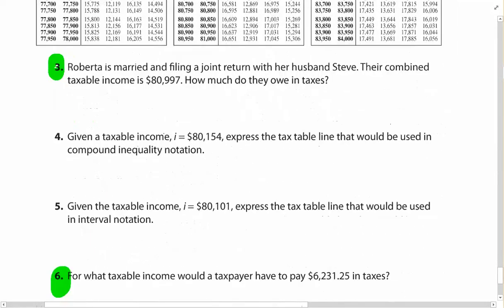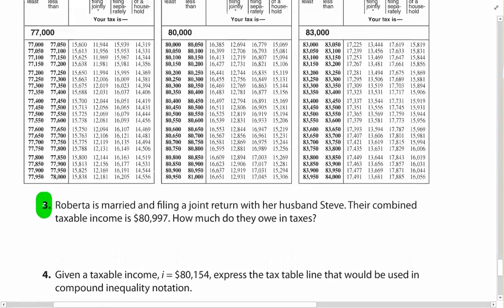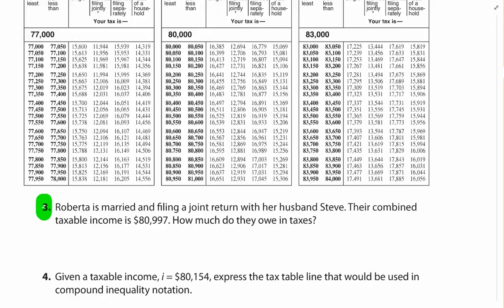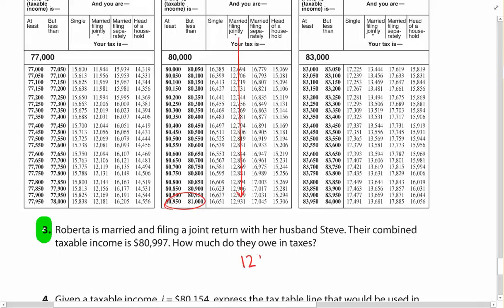Number 3, Roberta is married and filing a joint return with her husband, Steve. Their combined taxable income is $80,997. How much do they owe in taxes? This one should be quite easy for us, considering the practice we've had. $80,997 falls in this range of income. Since this couple is married and filing their taxes jointly, we see that they owe $12,931 in taxes.